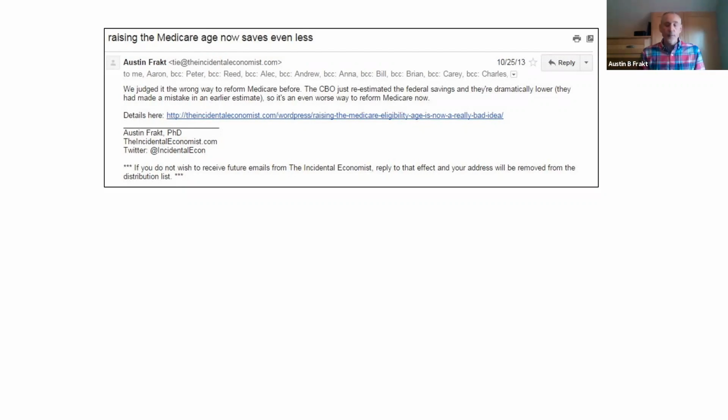But if it's evidence about something in the news that journalists would want to write about, it's fair game. So here's an example. Back when raising the Medicare age was being debated in 2013: Raising the Medicare age now saves even less. We judged it the wrong way to reform Medicare before. The CBO just re-estimated the federal savings and they're dramatically lower. Parentheses, they had made a mistake in an earlier estimate. So it's an even worse way to reform Medicare now. That's 2 sentences. Details here.